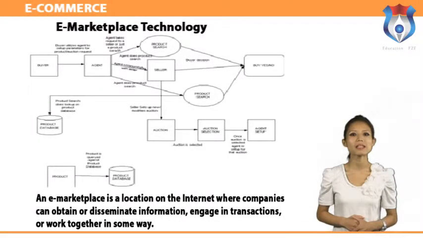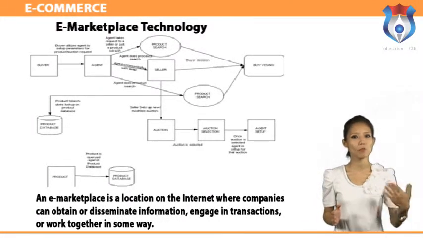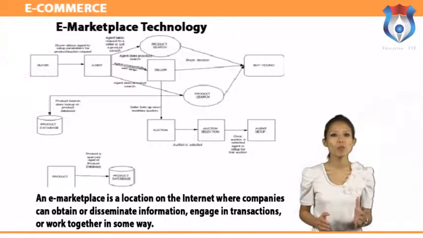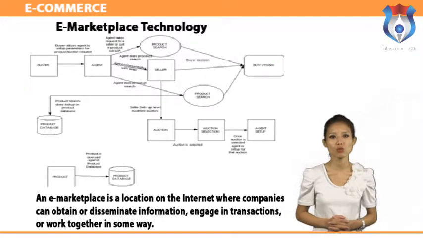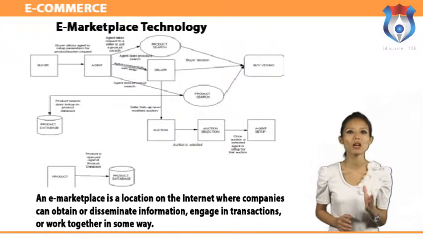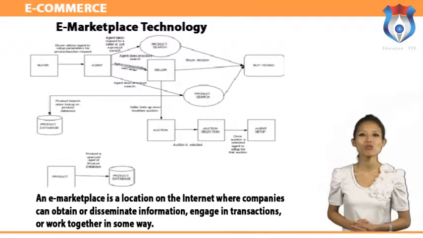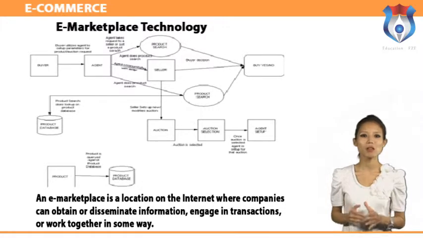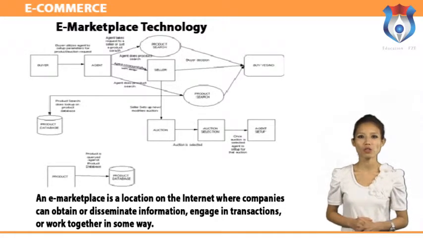An e-marketplace is a location on the internet where companies can obtain or disseminate information, engage in transactions or work together in some way. Most of the e-marketplaces provide 2 basic functions. They allow companies to obtain new suppliers or buyers for company products, or to develop streamlined trading networks that make negotiating, settlement and delivery more efficient. Currently, e-marketplaces exist in many different industries.